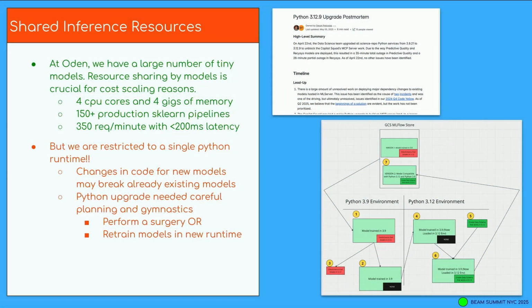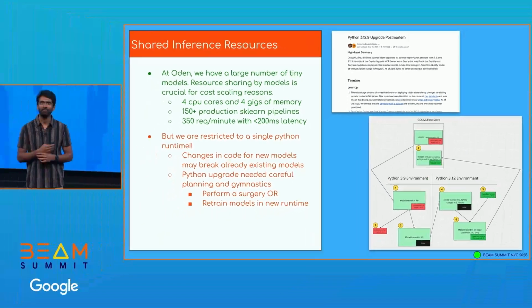And also the Python upgrade was like a crazy week for us at Oden. When we had to do that, there was one specific thing. We upgraded from Python 3.9 to 3.12, and when we did that, Pandera had some backward compatibility issues, and we had to do a careful surgery, remove parts of the Pandera pieces in the pipeline, and then attach them back in the 3.12 environment, all that kind of stuff. We still had a 26 minute outage during then, so we had to do a postmortem. But yeah, shared resources is really good, but we also have to be careful about having only one single Python runtime for our models.